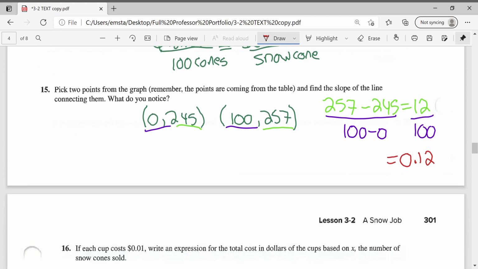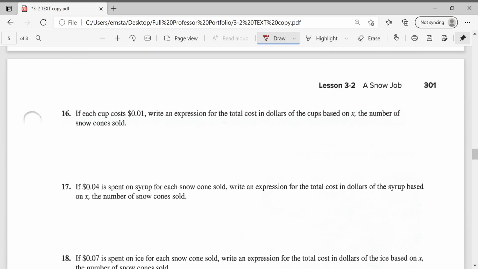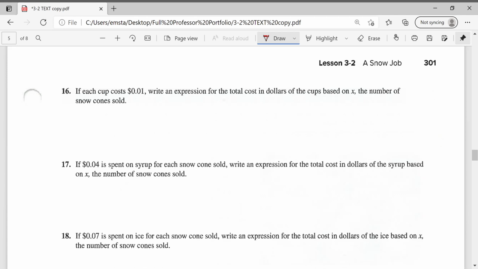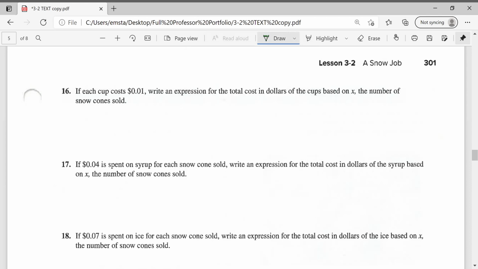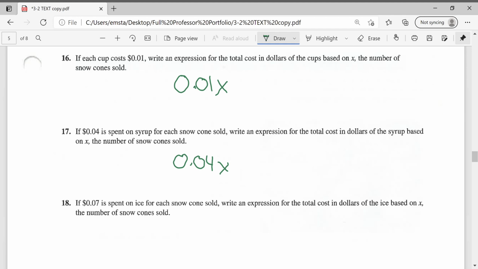Turning to page 301, they're going to have us write several expressions, for questions 16, 17, and 18. We're going to write expressions for each item in the cost. Cups cost a penny each. So cups are going to cost 0.01 times the number of snow cones I sell. Syrup is going to be very similar. Syrup is going to be 0.04 times the number of snow cones sold. If 7 cents is spent on ice, then my expression is going to be 0.07x.